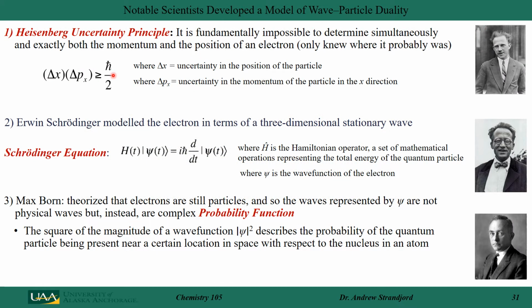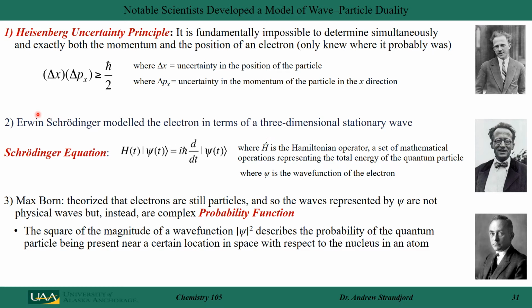A few other scientists that were important in the development of this new wave model, or quantum mechanics, were Heisenberg. Heisenberg's uncertainty principle said that it is fundamentally impossible to determine both the position and the momentum of an electron. We only know where it probably is. It's most likely here. And he came up with a mathematical equation for that.